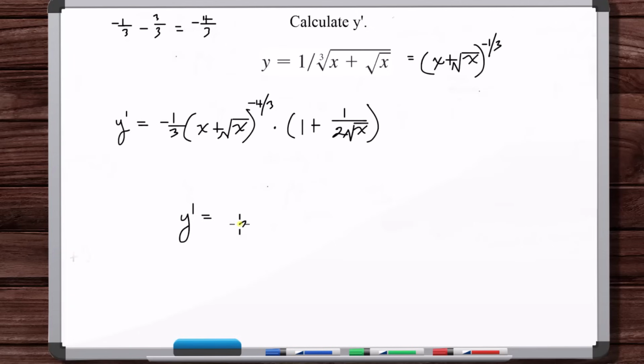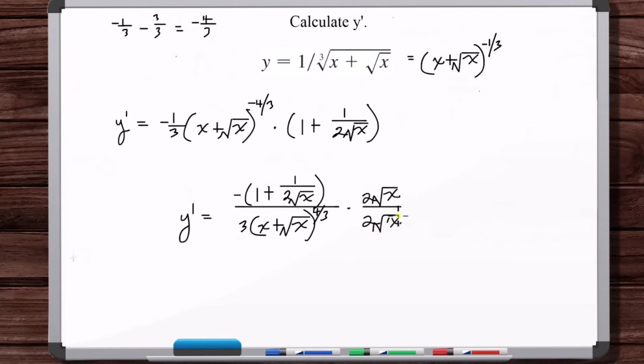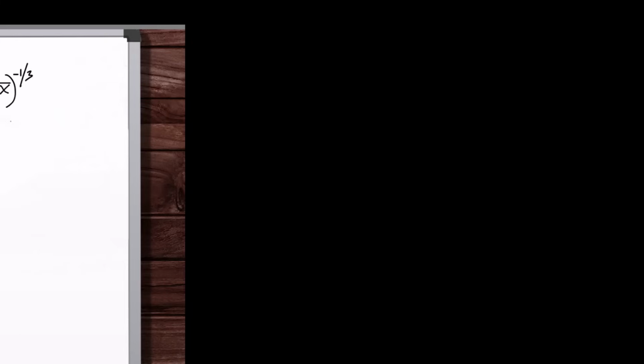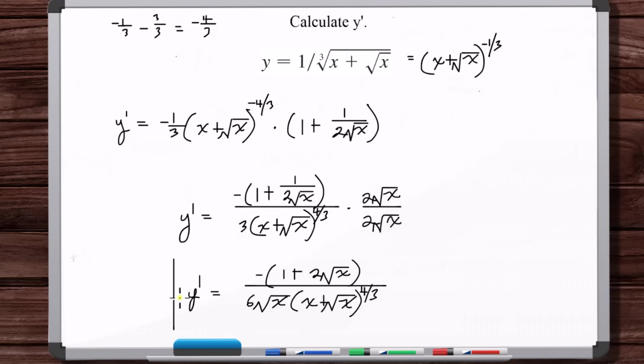So we've got, so let's multiply by 1 in the form of 2 root x over 2 root x. So we're left with, and that's the derivative.